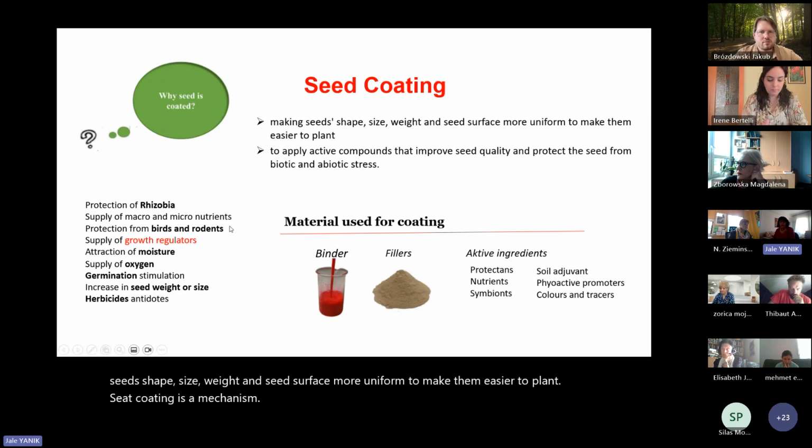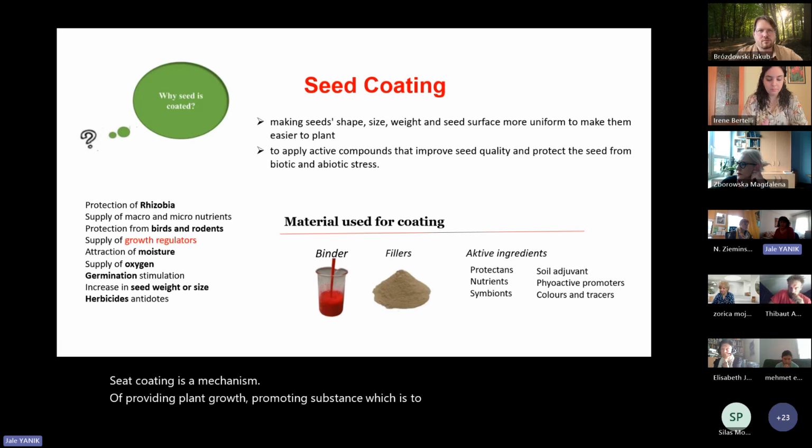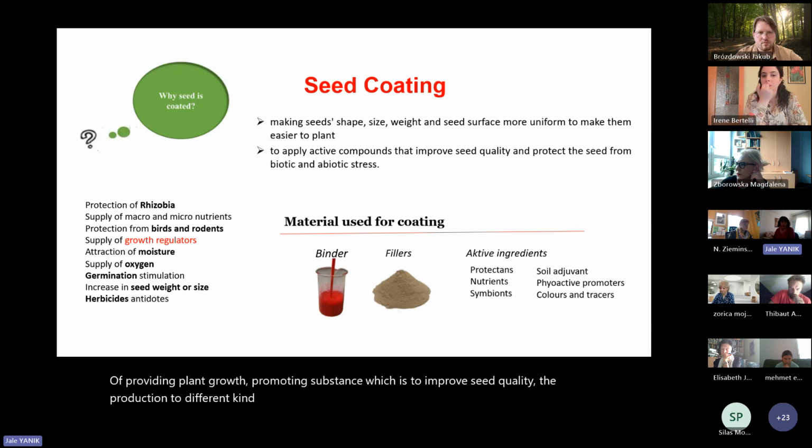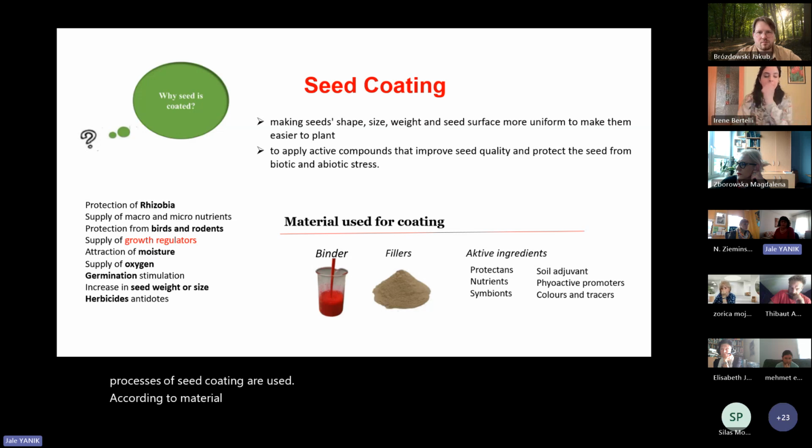Seed coating is a mechanism of providing plant growth promoting substances with seeds to improve seed quality and protection against different kinds of insects, pests, and fungi. A broad range of materials are used in the processes of seed coating. According to material functions, these materials can be generally categorized in three classes: binders, fillers, and active ingredients.